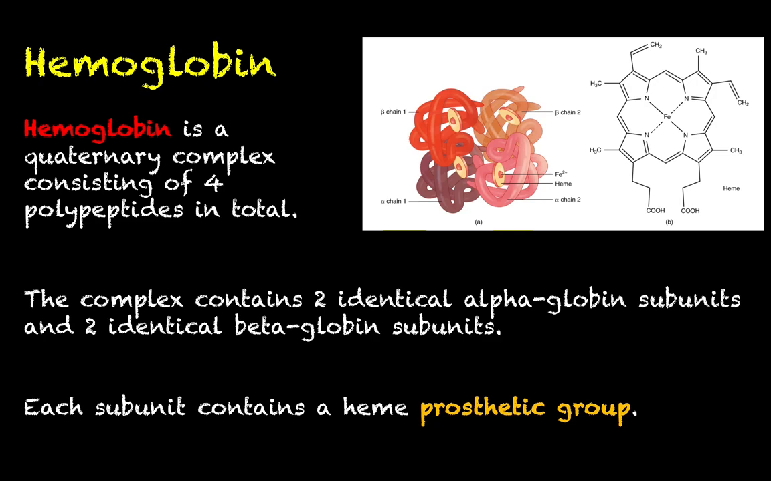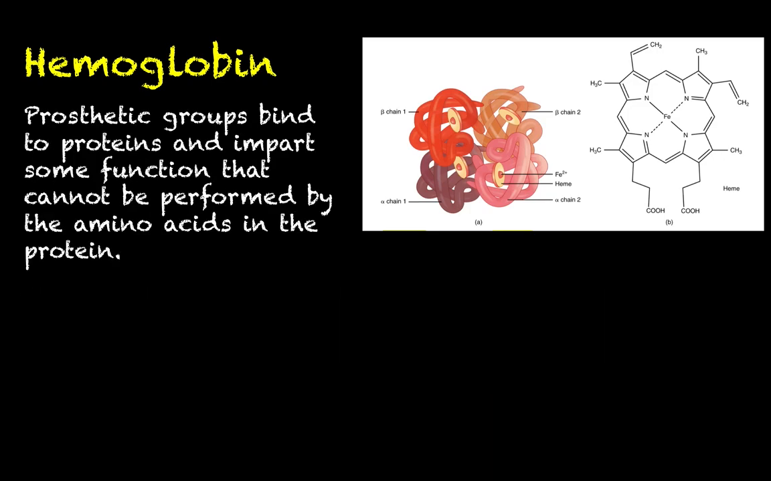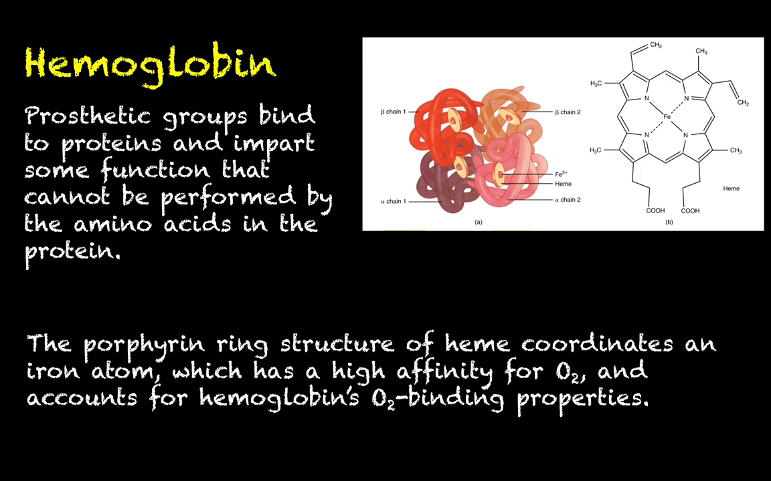In the case of proteins, prosthetic groups are not a natural amino acid-based part of the protein, but they impart to the protein some sort of function that it did not have before. In the case of the heme prosthetic group, it allows hemoglobin and the globin subunits to bind to and carry oxygen. Again, prosthetic groups bind to proteins and give the proteins some sort of function that cannot be performed by the amino acids in the protein.